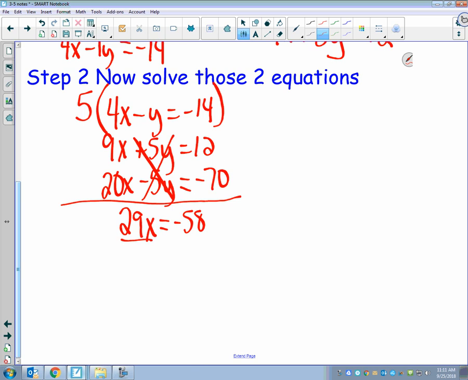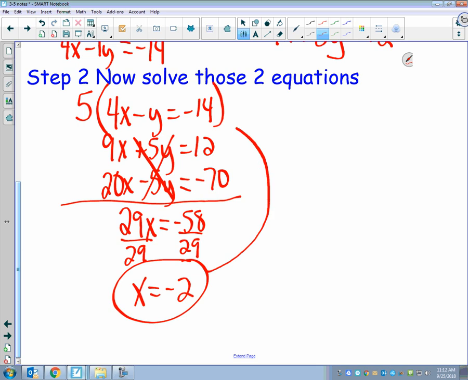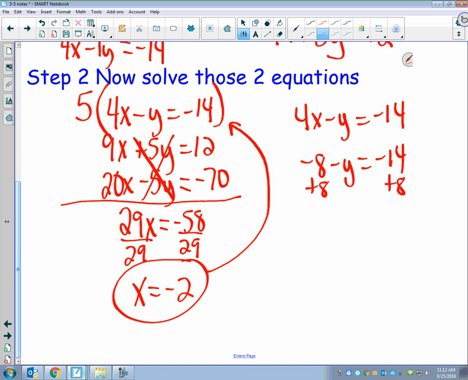So divide by 29, and I get x equals negative 2. And just like we've been doing before, if x equals negative 2, I can take that and plug it back in to find y. So I would get 4x minus y equals negative 14. So negative 8 minus y. So if I add 8, I get negative y equals negative 6. So y equals 6.